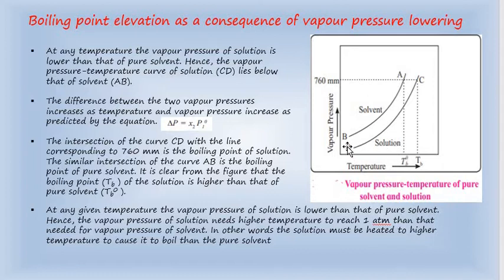And here, what will happen? Now this is the solution. Solution will always be having lower vapor pressure. So D point is indicating that. Now the solution will be provided heat and now its vapor pressure becomes high, and on point C it is matching atmospheric pressure. So we are seeing the temperature is higher than the earlier reading. So the difference between the two vapor pressures increases as the temperature and vapor pressure increase, as predicted by delta P is equal to X2 multiplied by P1 naught.